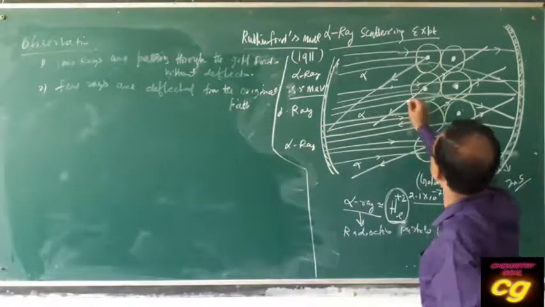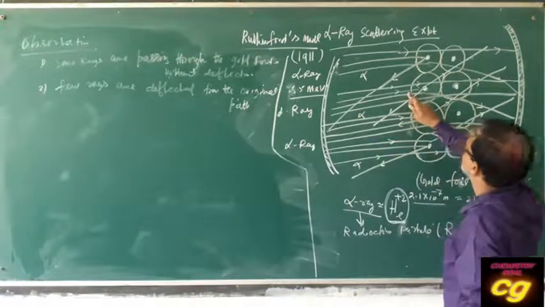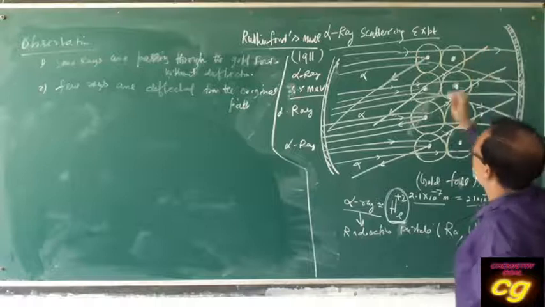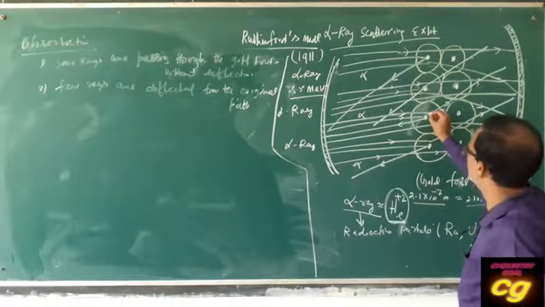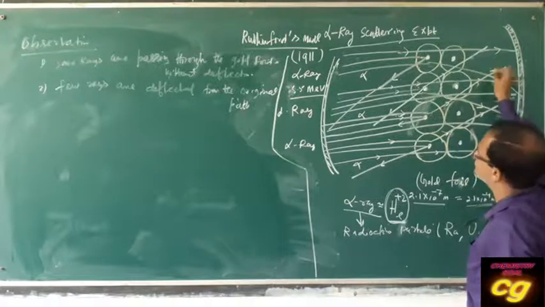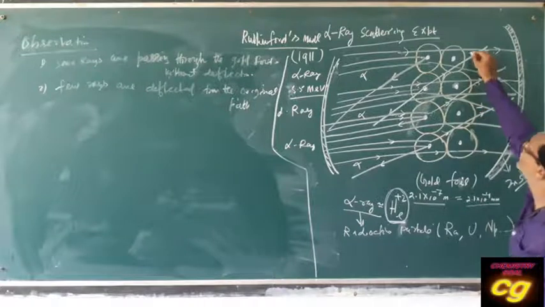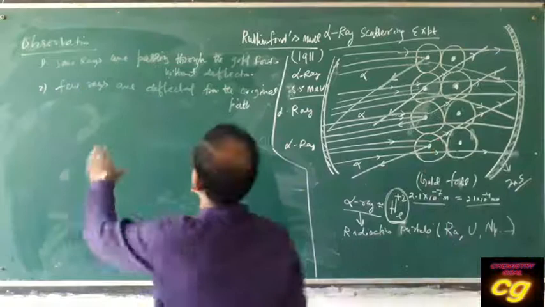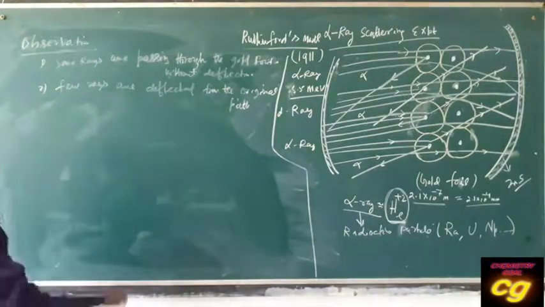This is the example. Suppose this is the ray, this is the direction, then after passing the gold foil, it is changing like this. Here you see this is the ray, after passing the gold foil, it will be like this. Means these are the changes of direction. This one, second one, third one, like this. This type of observation: few rays are deflected from the original path.